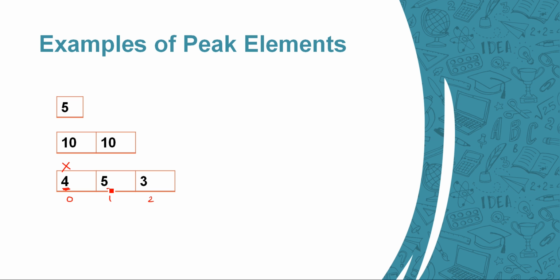Let's move on to the next element, which is 5. So this 5 has two neighbors, 4 and 3, and yes this 5 is not smaller than 4 and 3. So this is our peak element. Now let's take the element 3. It should not be smaller than its neighbor, but yes it is. So the condition doesn't satisfy and this is not our peak element. So in this case only 5 will be printed as a peak element in this array.